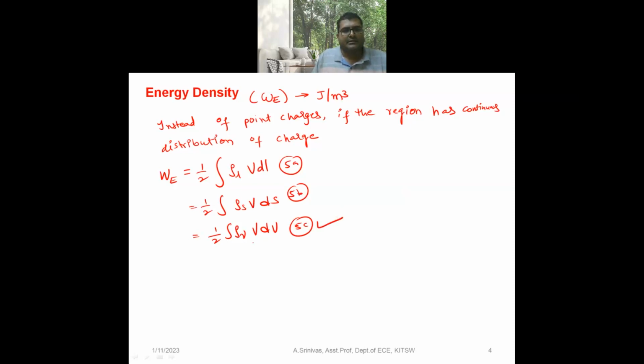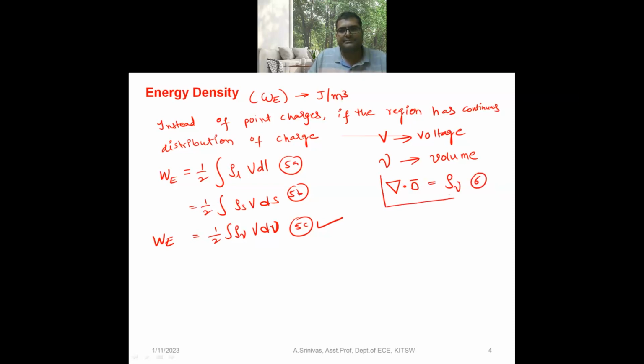Consider 5C, that is energy stored is equal to half into volume integral of rho V V dV. Here capital V means voltage, and dV is volume, and from the Gauss law, the differential form of Gauss law, del dot D bar is equal to rho V. Equation 6. It is one of the Maxwell's equations.